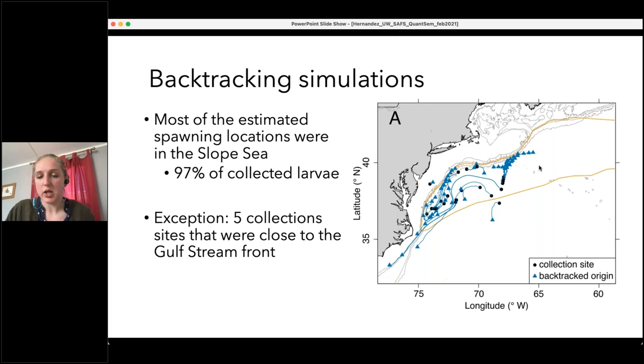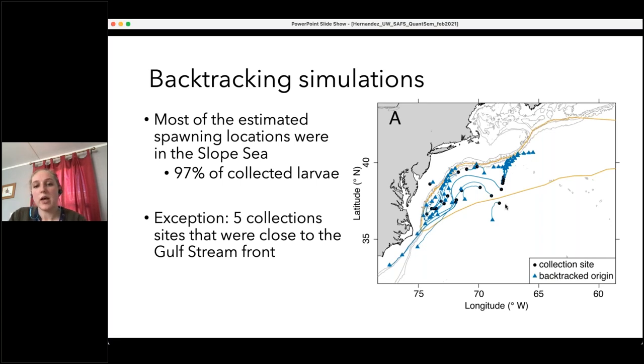So what you see is that basically all of, or the vast majority of, these blue triangles are within the slope sea boundaries, with the exception of about five trajectories that originate near this pattern. How these collection sites are arranged is actually a Gulf Stream meander that we sampled along the edge of. And those fish are more likely to have originated from south of Cape Hatteras.